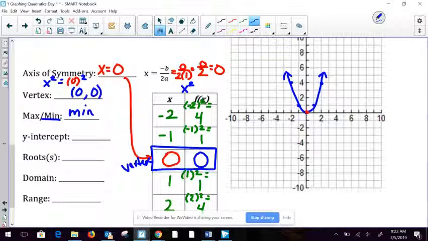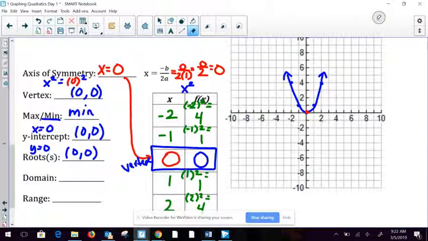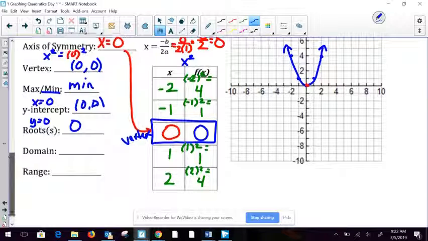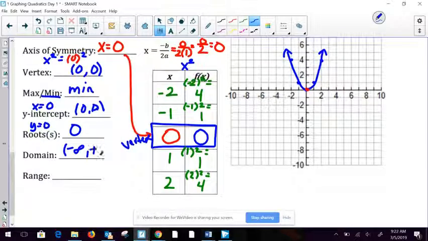My y-intercept is where x is equal to 0. So where is x equal to 0? Oh, it happens to be the vertex. So 0, 0 is my y-intercept. Remember your roots, that's one of the names for the x-intercept. That's where y equals 0. So looking at your table, where is y equal to 0? Yep, at 0, 0. And there's no other places where we have that root of 0. And then you could also, instead of writing it as a point, you could just write what the x value is. So what is the x value? 0. Your domain every single time, -infinity to +infinity.